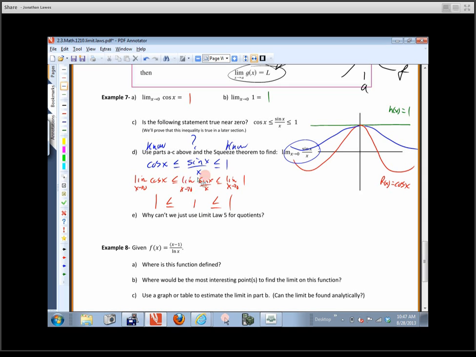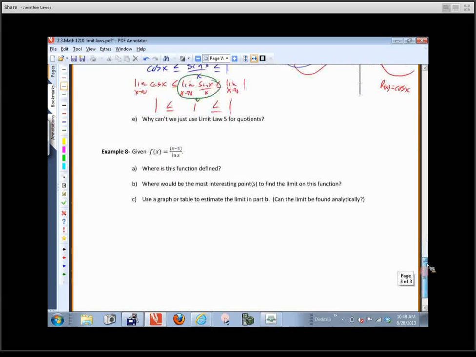So that right there, change colors here. This right here has to be 1. Okay? All we did is we just squeezed that down to the point where it didn't have any wiggle room. It's got to be a 1. Okay? Any questions? And again, we can't use the law for quotients or any of those laws that we learned today because the denominator is a 0. We've got that domain issue. Okay? Any questions?